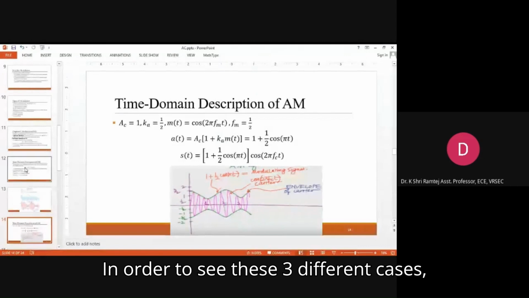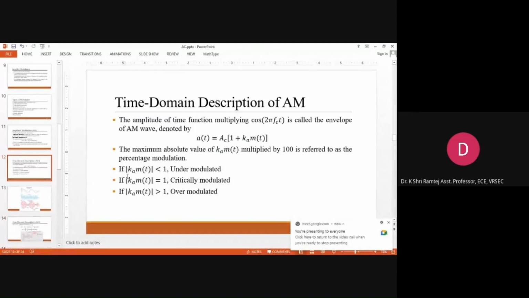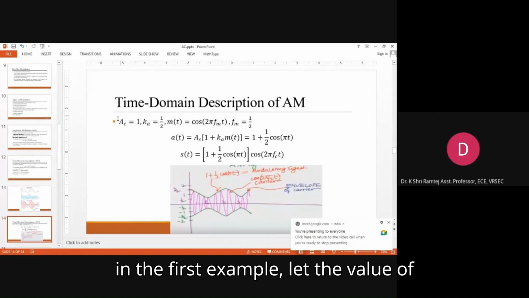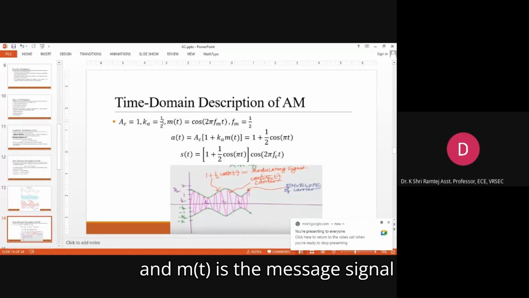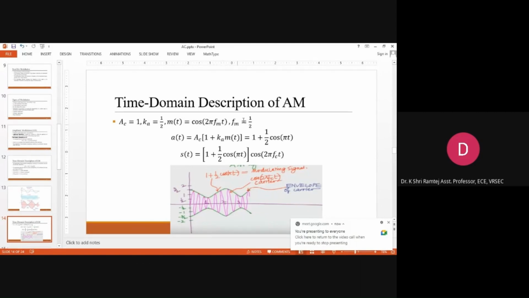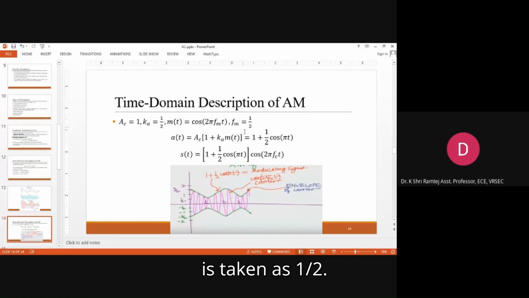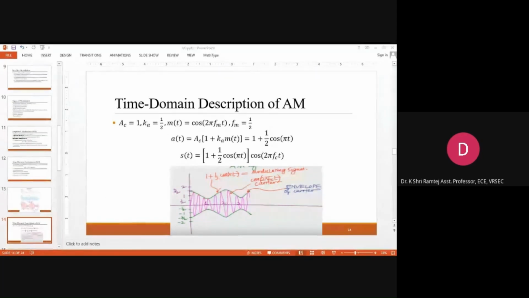In order to see these three different cases, we'll take some example values for Ac, Ka, and m(t). So in the first example, let the value of Ac be 1 and Ka equal to 1 by 2, and m(t) is the message signal, which is taken as cos 2 pi fm t, and the frequency of this message signal is taken as 1 by 2.